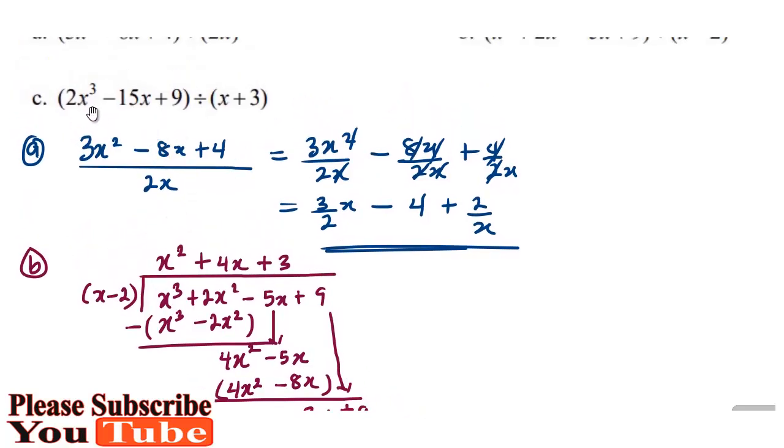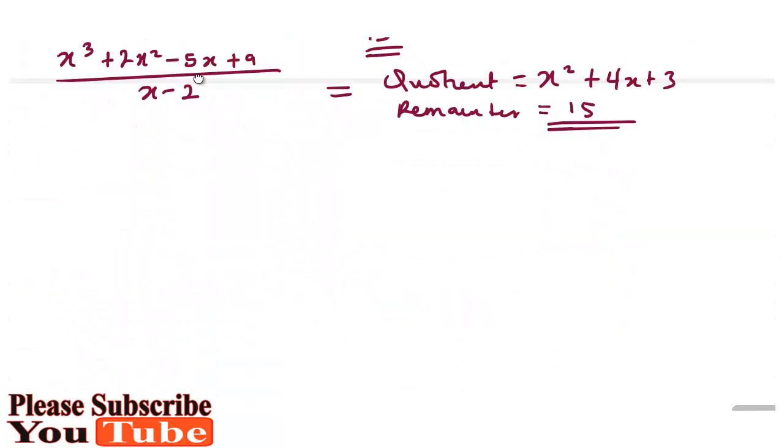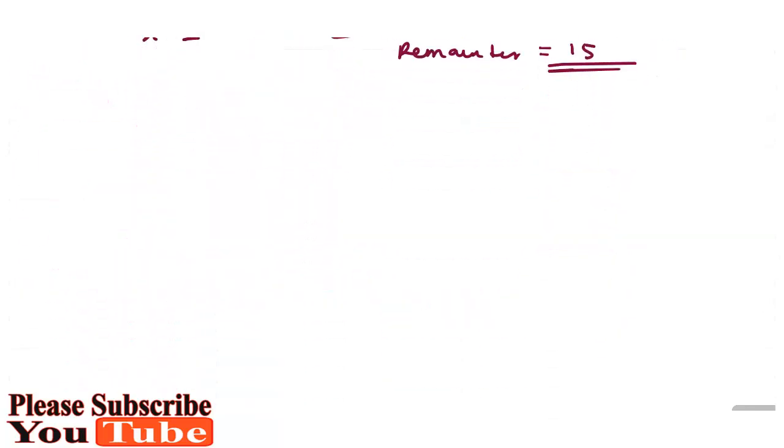So the third question is this. Let me scroll up. 2x cubed minus 15x plus 9 divided by x plus 3. So let me put it here. For the third one, we have 2x cubed minus 15x plus 9, close bracket, divided by x plus 3.